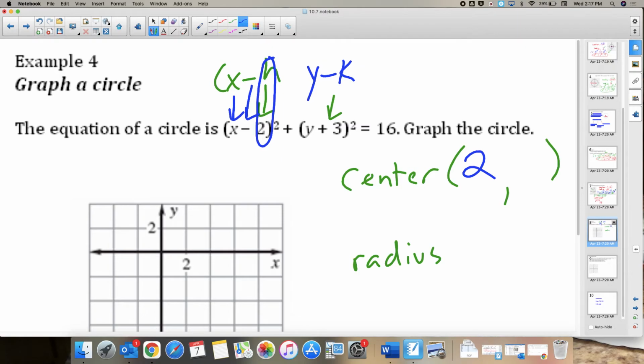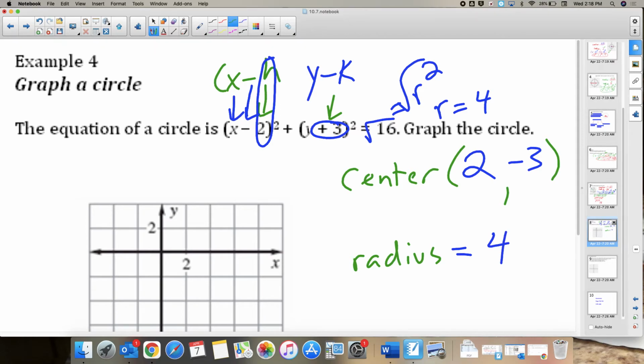So we want the opposite of positive 3, which would be negative 3. Now remember your radius, this 16 was my r squared. So if I take the square root of both these values, my radius is actually 4. So we start with the center, which is at 2, negative 3. Once again, notice your scales by 2's here. We go 2, negative 3 would be right here.